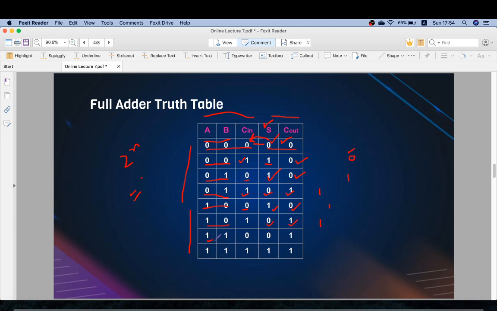Now in the second last, 1 plus 1 is equal to 0, but with the carry 1. Whenever a carry comes, we just write carry here. So what is 0 plus 0? It's 0. Same here, 1 plus 1 is equal to 0, but carry 1. So whenever there is carry, we write carry here. So the answer was 0. 0 plus 1 is equal to 1. So this is how we draw the truth table for full adder.